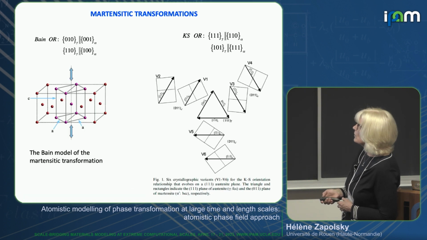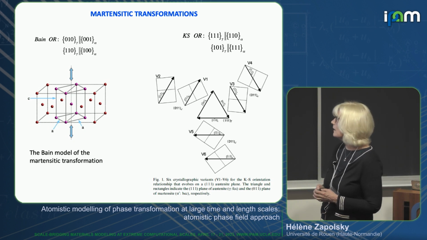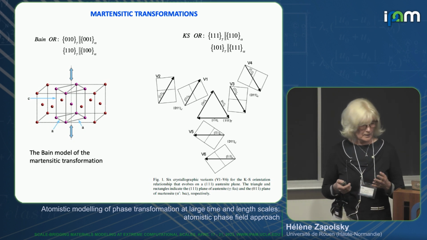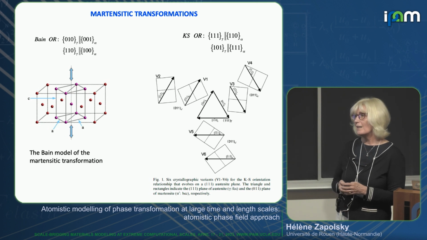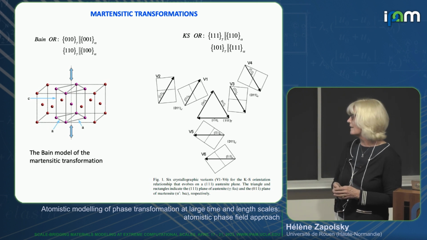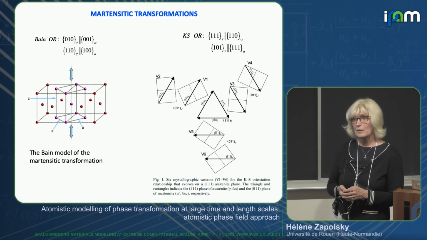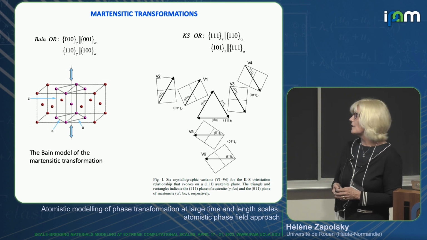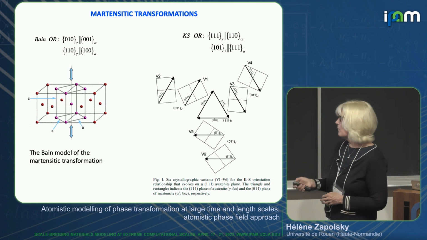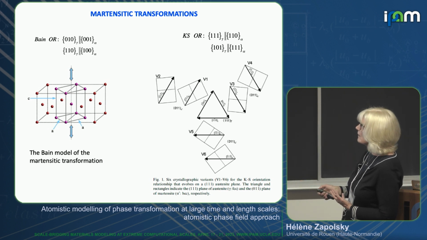Then I would like to also show you that it can also give insight into the martensitic transformation. As I said, the martensitic transformation is the main transformation path for most steels, and to understand this is very important. Just to remember, if I speak about the martensitic transformation, I think about the Bain model.